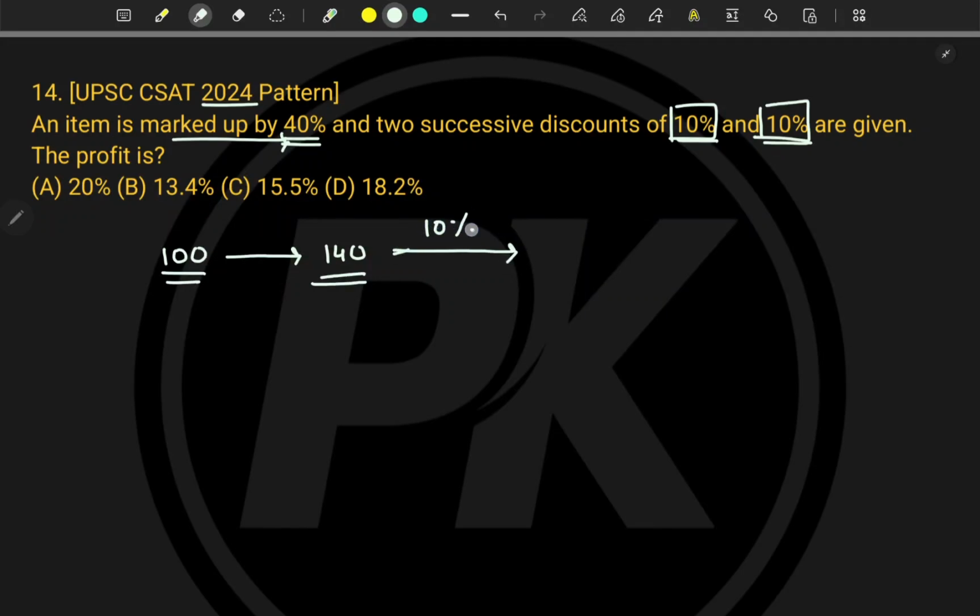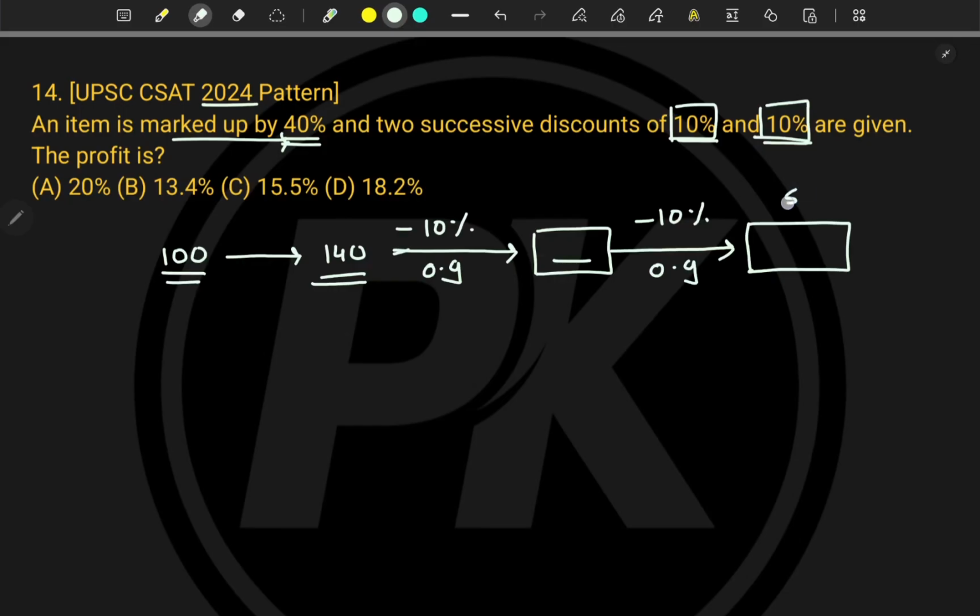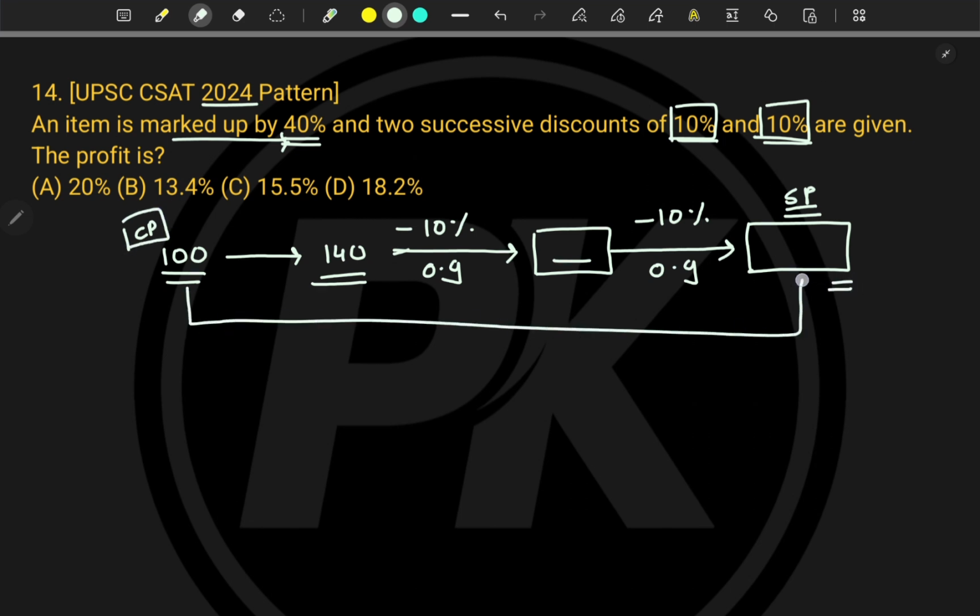So first 10 percent, that means this is a discount, so we have to multiply by 0.9, and there will be some value. Again we have given a 10 percent discount, so again we multiply the coming value by 0.9, and there will be some final value, right? This will be your selling price after giving two successive discounts. So this is your cost price. With respect to 100, whatever this figure is coming, this difference is nothing but your answer, right? So write down in the comments what the answer is. Okay, let's move to the next problem.